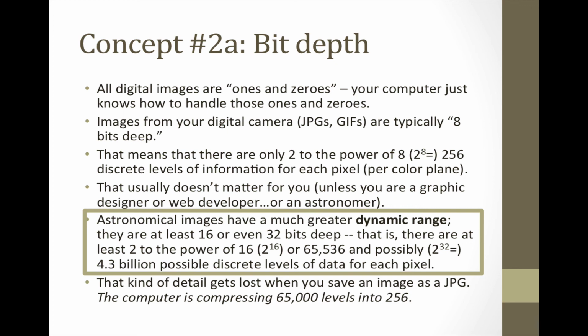Astronomical images have much greater dynamic range. They have 16 bits or even 32 bits deep, which means 2 to the power of 16, 2 times itself 16 times, or 65,536 possible levels in each pixel, and even 2 to the 32, 4.3 billion discrete levels of data in each pixel. So when you have an astronomy image, it comes to you as either 16 or 32 bits deep. If you turn it around and save it as a JPEG, you're going to lose information because you're asking the computer to compress 65,000 levels into only 256. And so the image often doesn't look very good. It may not look like it does on the screen even.